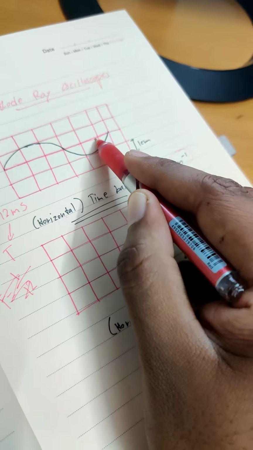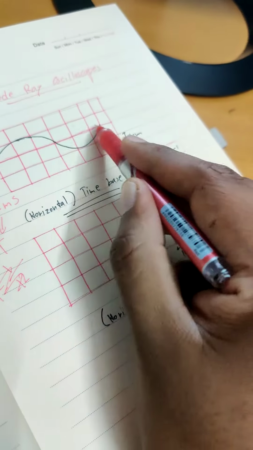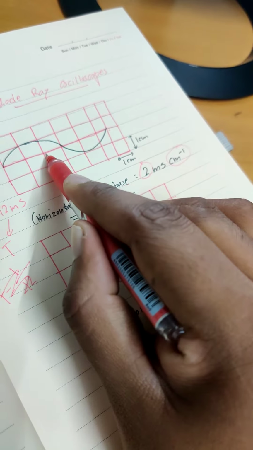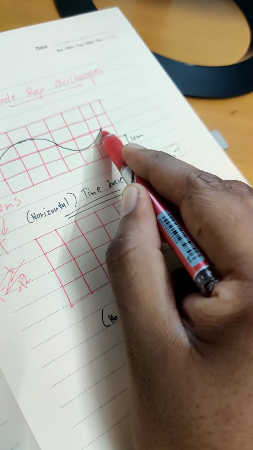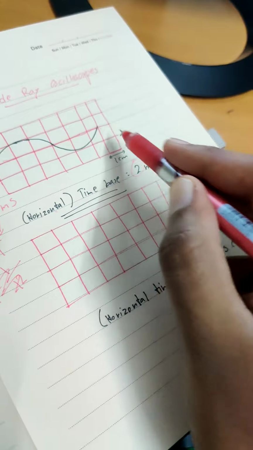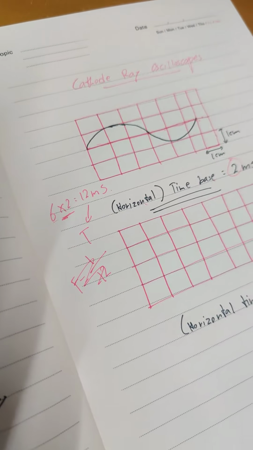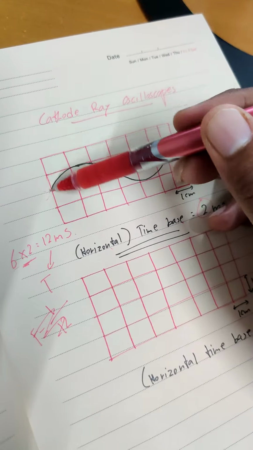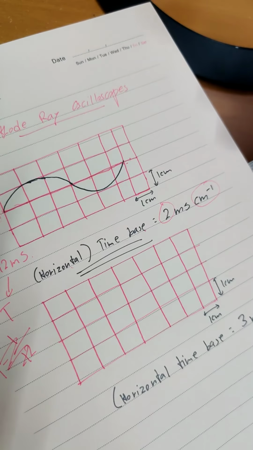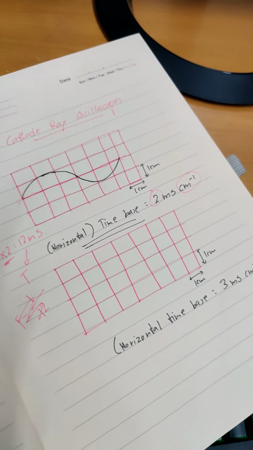See, on the horizontal axis, the time base always gives us the time period of one wave. To make one wave I need 1 centimeter, 2, 3, 4, 5, 6 centimeters. If it's 2 milliseconds per centimeter, the total time period of one wave is 6 into 2, 12 milliseconds, right? Great. The vertical axis kind of gives us the amplitude.